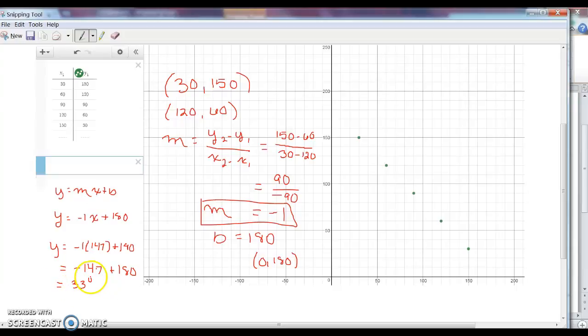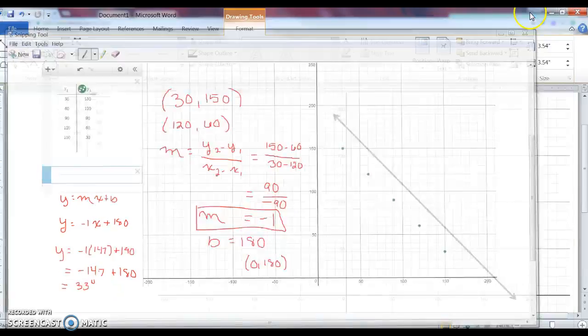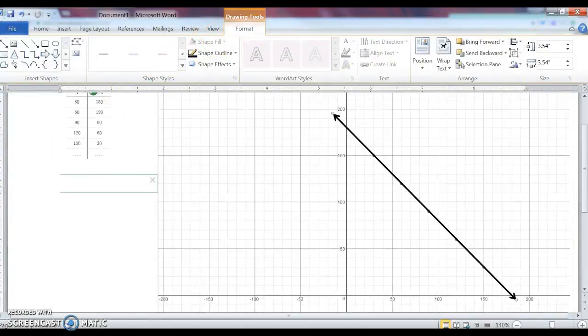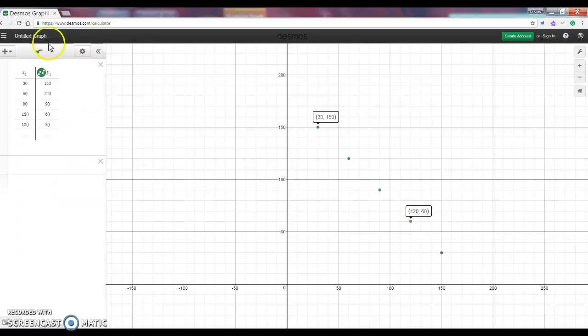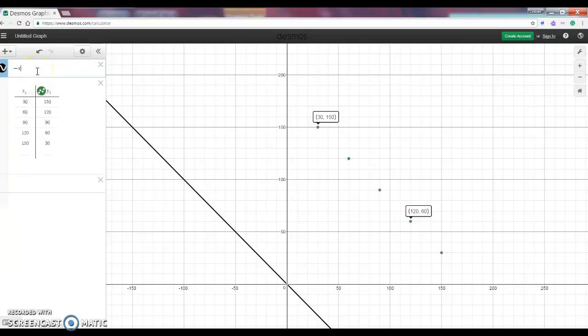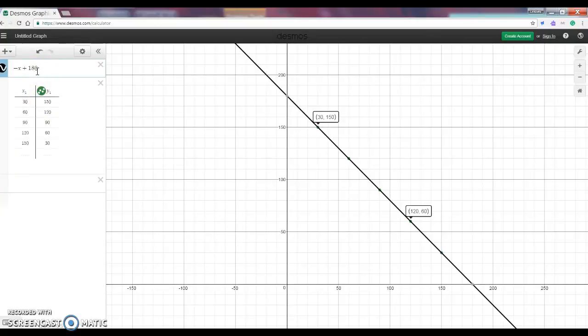33 degrees. Likewise, you can certainly take your equation and substitute it into an expression, negative x plus 180 degrees. And look, that line does go through our points that we had before. Then you can click on the line anywhere and see what the x and y values are.